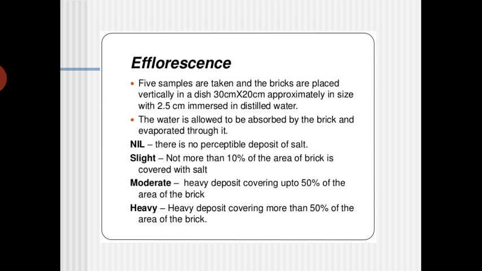If you look at the bricks, suppose they are red bricks, you cannot see the red color. It is replaced by white dust-type particles on the surface of the bricks. This we call efflorescence. Then how are we going to determine how much of these efflorescence particles or dust particles have accumulated on the surface of the bricks? What we will do is take 5 samples.